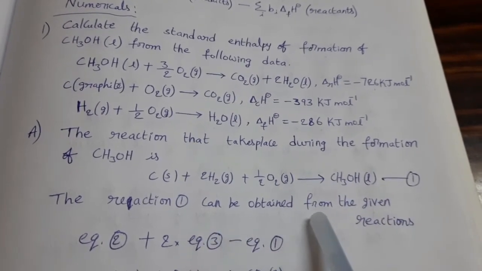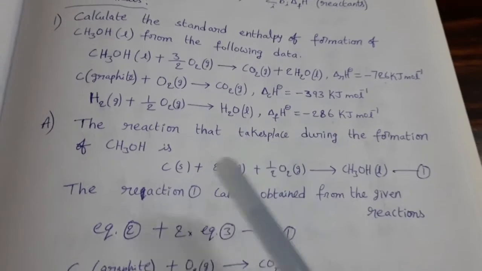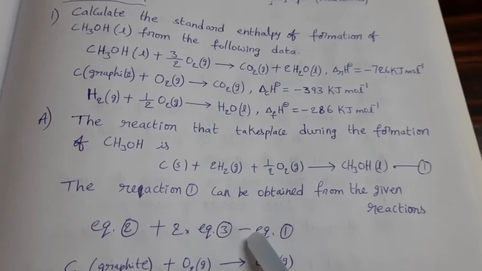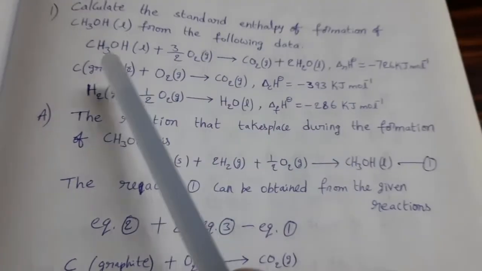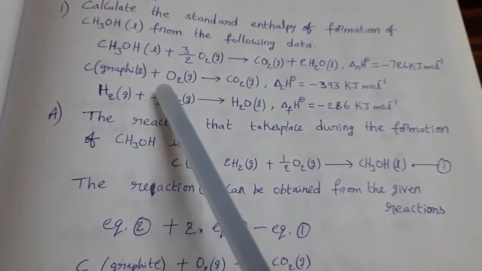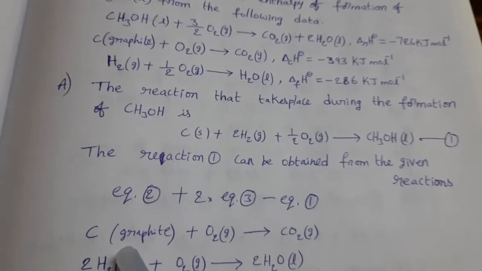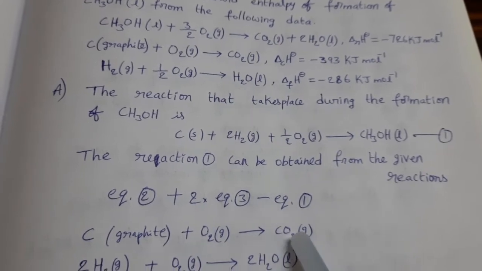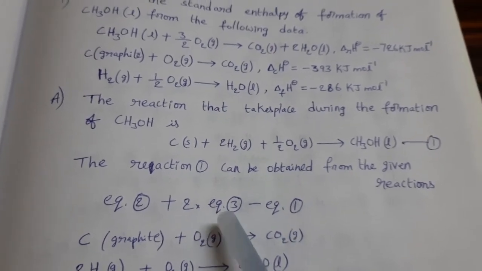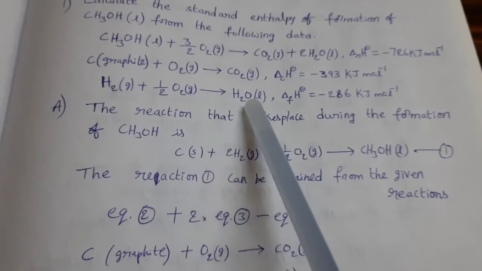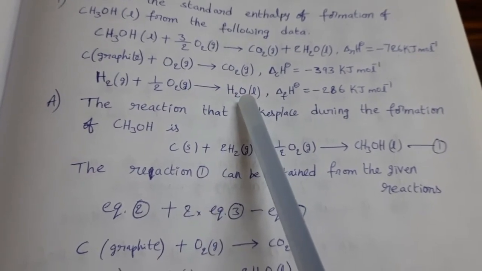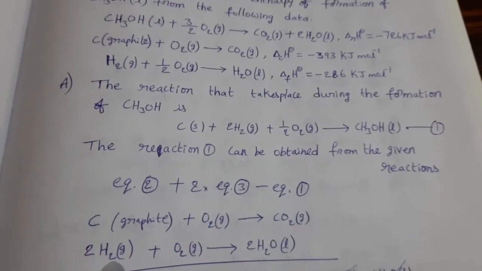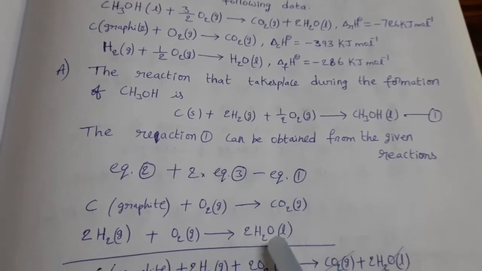This equation 1 can be obtained from the given reactions. So equation 2 plus 2 into equation 3 minus equation 1. Equation 2 means this one, carbon combustion reaction. So write that reaction, C graphite plus O2 gives rise to CO2, and 2 into equation 3. This third equation, if we multiply with 2, then that is suitable to get our required equation. So 2H2 plus O2 gives rise to 2H2O.